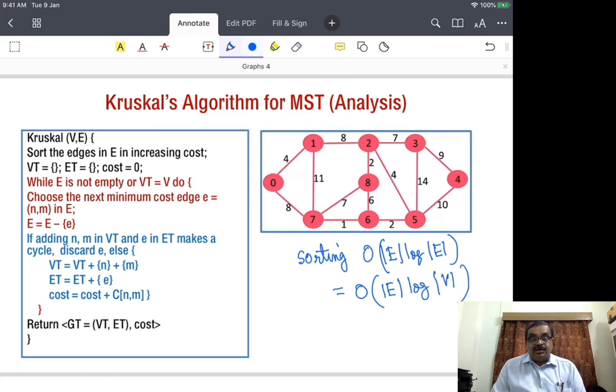Then we have a very tricky thing to do, which is cycle detection. As we have seen earlier, by adding an edge, we may add a new node, but we may also connect to an existing node. There are three cases. By adding a new edge, both the nodes n and m may be new, one of the nodes may be new, or none of the nodes may be new.